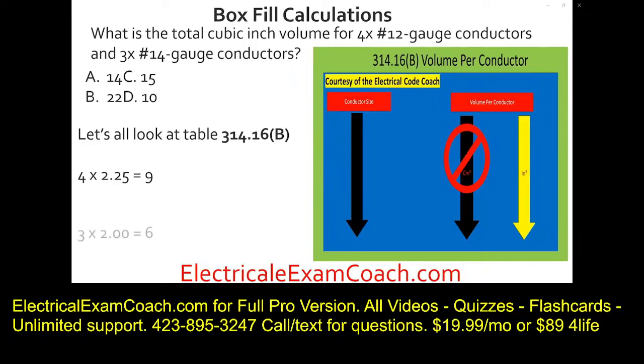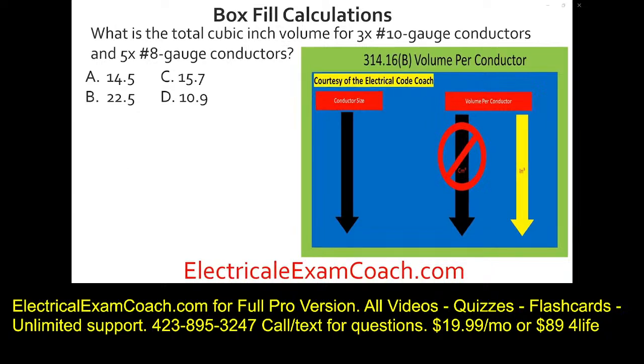Now let's snag our 14s. We take 3 multiplied by 2, and that gives us 6 cubic inches. But now we can't forget to add them back together. Total it all up, and these conductors are taking up 15 cubic inches of this box, and we're going to select C.